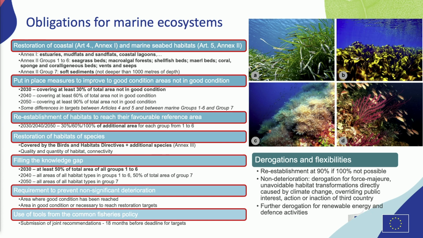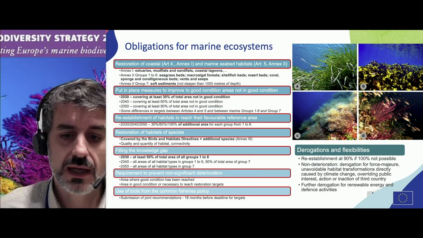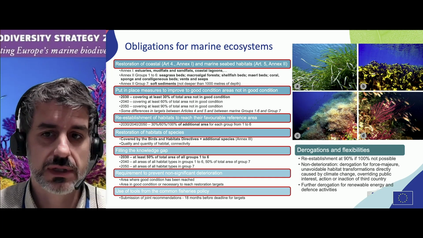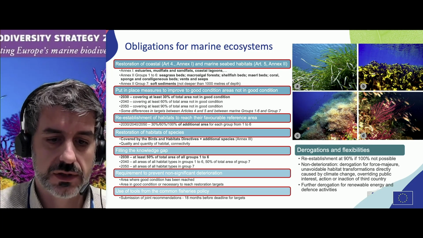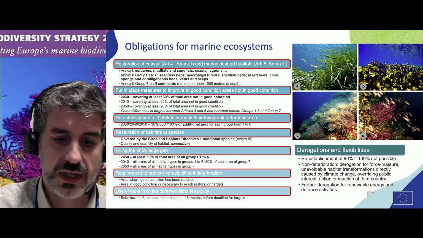They are also spawning and nursery areas for fish. Some of them also have a very significant role in capturing and storing carbon. So they are key to restore, to achieve all these objectives. And the requirement is to put in place restoration measures in areas where these habitats are in bad condition. So we are restoring habitats where they are in bad condition, and we should do it progressively.